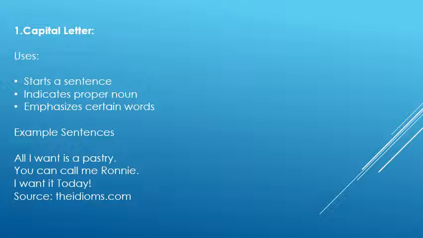For example, all I want is a pastry. Start of a sentence. You can call me Ronnie. Ronnie is the name, a proper noun. I want it today. So to put emphasis on the word today, we have written today with capital T.